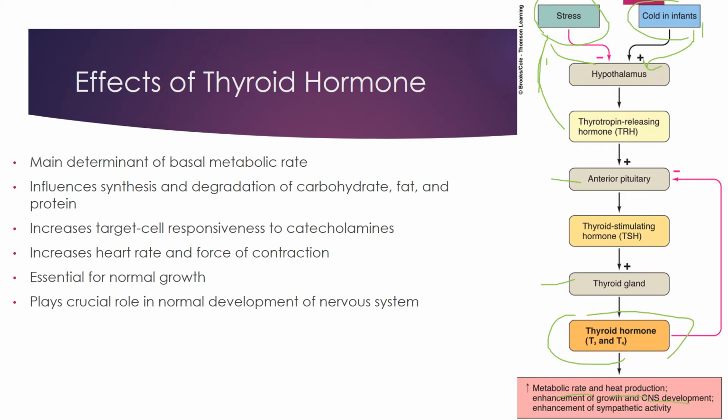However, with cold, this is actually going to increase these responses. The hypothalamus makes this TRH, and then thyroid stimulating hormone is released, which will increase the production of thyroid hormone. This will increase metabolic rate and heat production for that cold infant, and then help to increase growth and development of the central nervous system.